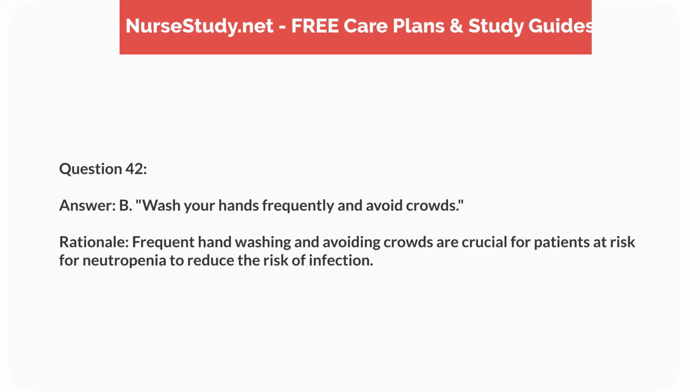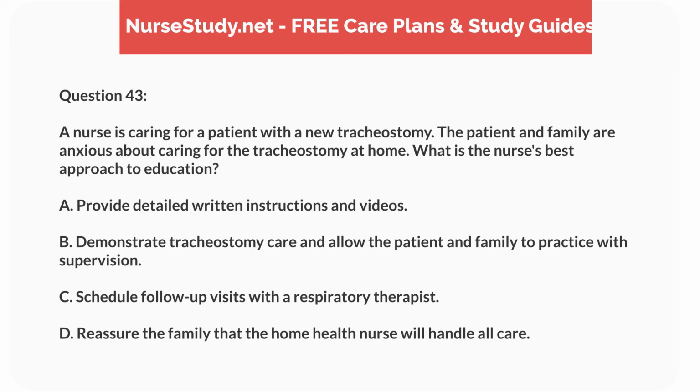Answer: B. Wash your hands frequently and avoid crowds. Rationale: frequent hand washing and avoiding crowds are crucial for patients at risk for neutropenia to reduce the risk of infection. Question 43. A nurse is caring for a patient with a new tracheostomy. The patient and family are anxious about caring for the tracheostomy at home. What is the nurse's best approach to education?